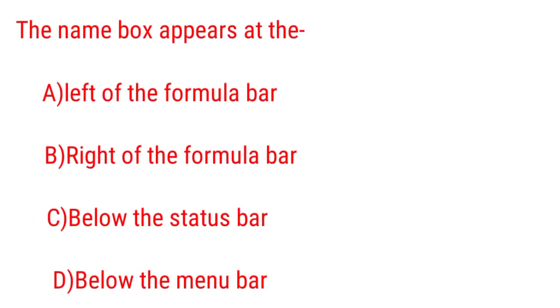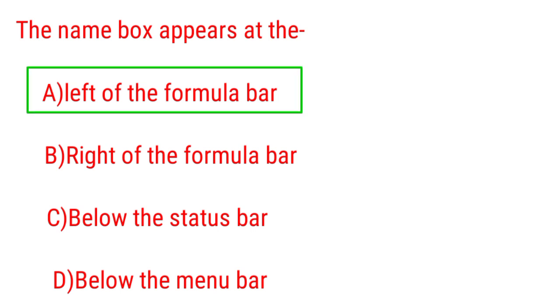The name box appears at the A. Left of the formula bar, B. Right of the formula bar, C. Below the status bar, D. Below the menu bar. Answer is A. Left of the formula bar.